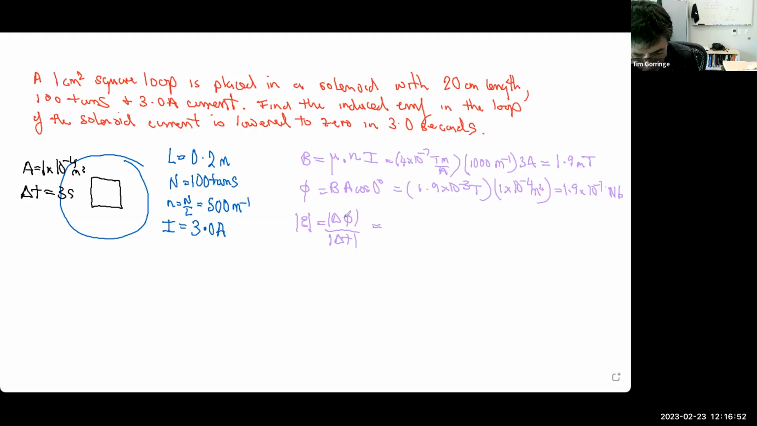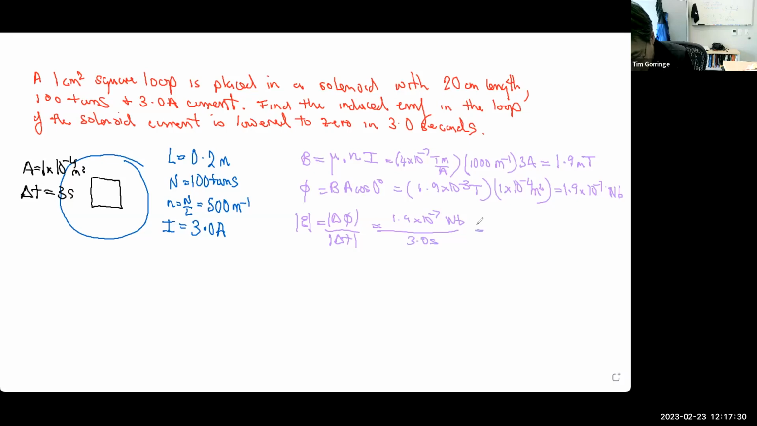The change in flux, well, the flux was 1.9 × 10^-7 webers, and the flux became, with zero current in the solenoid, 0 webers. So the change in flux is the original flux. That's 1.9 × 10^-7 webers. And the time interval, well, we were told the time interval in the problem, it took us 3 seconds to lower the current from the original current of 3 amps to 0 amps. And so that time interval is 3.0 seconds.